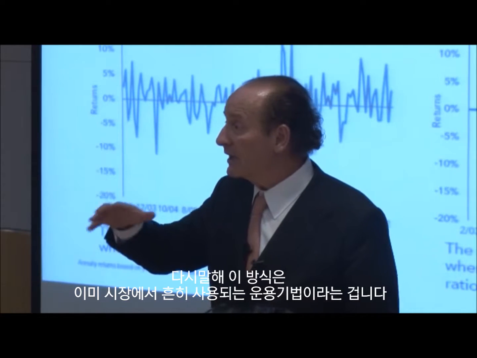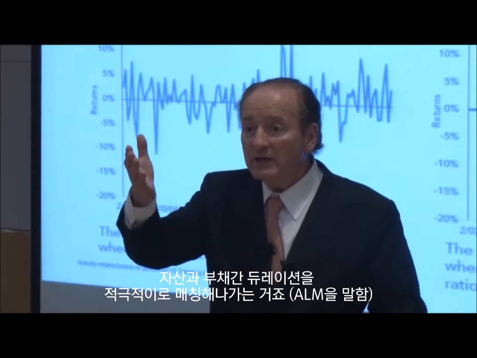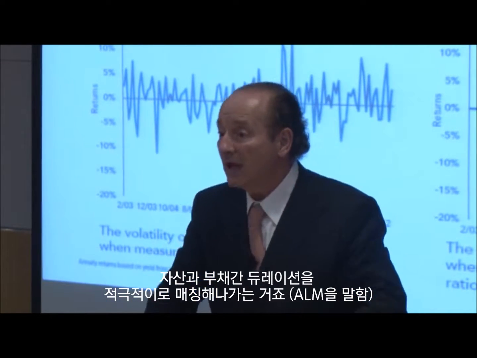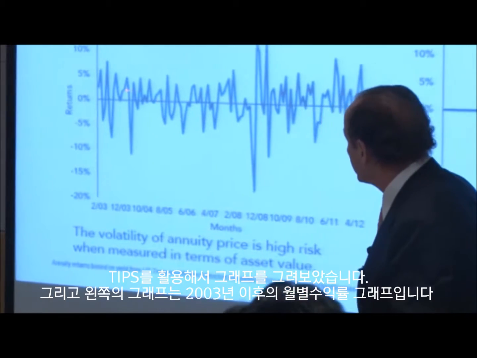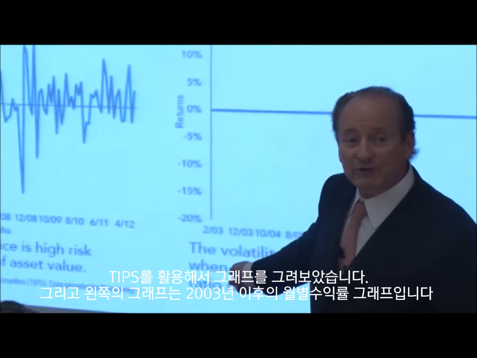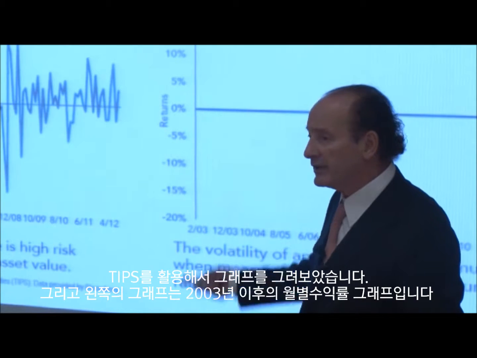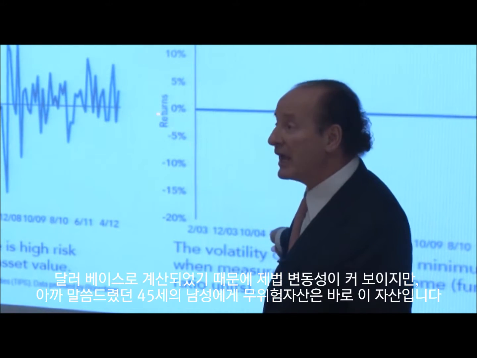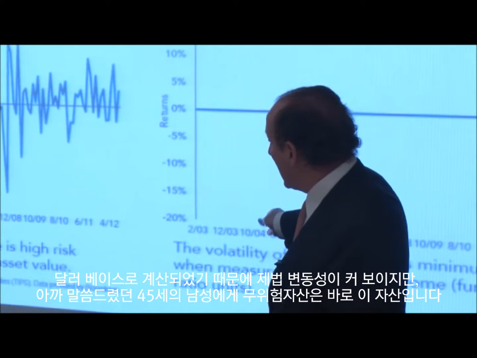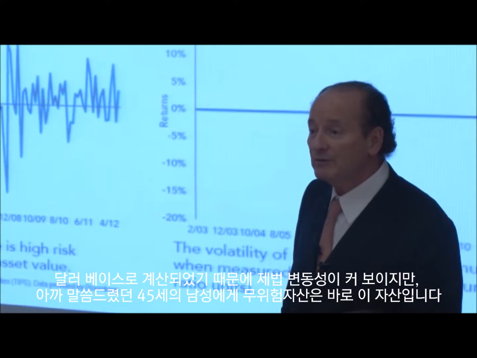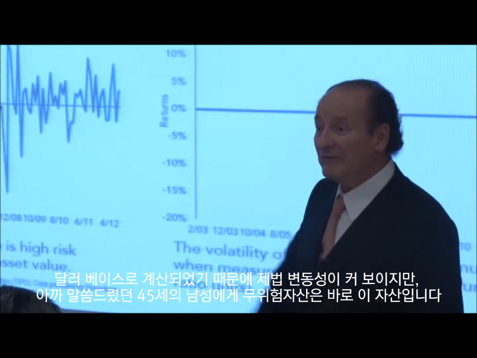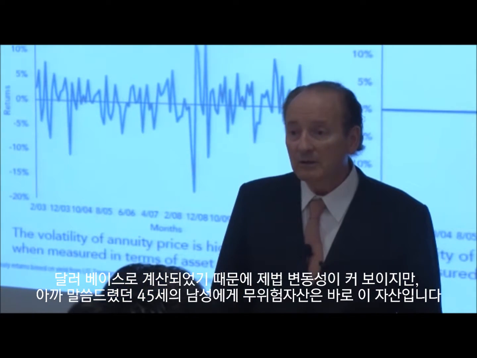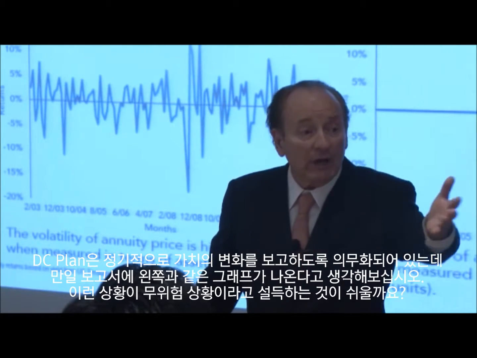That's the dynamic trading to get the duration to match so that the assets will match the liabilities. I created that with TIPS, and then we did the monthly returns from 2003 on to the 12 or whatever. I stopped here. That's the risk-free asset for that 45-year-old. Does that pattern of monthly returns look risk-free to you? Very volatile, isn't it? Why? Because I'm measuring it in dollars, the way we normally measure an NAV portfolio, the way you report things.